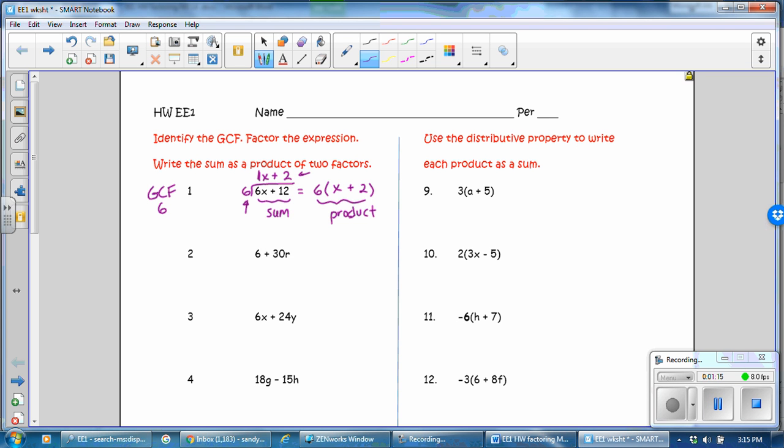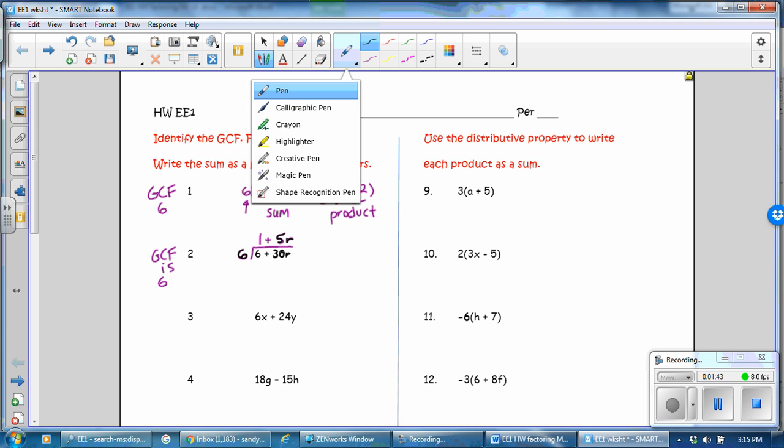In the next example, the greatest common factor of 6 and 30r is 6. Divide by the greatest common factor. 6 goes into 6 one time. 6 goes into 30r 5r times. You can double check that by multiplying. 5r times 6 equals 30r.